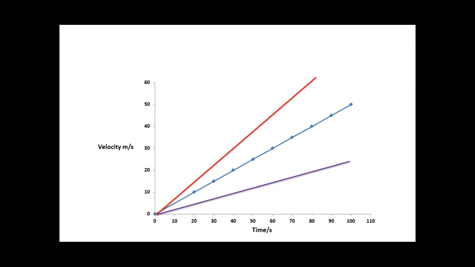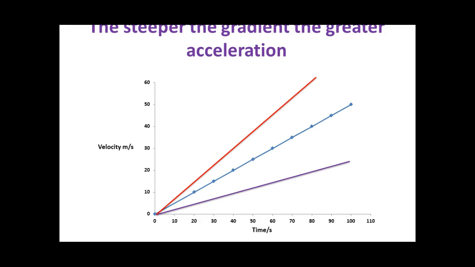So that leads us on to another point, that the steeper the gradient, the greater the acceleration. So you can easily tell by looking at a velocity time graph which object is accelerating the fastest, by looking at the gradient.